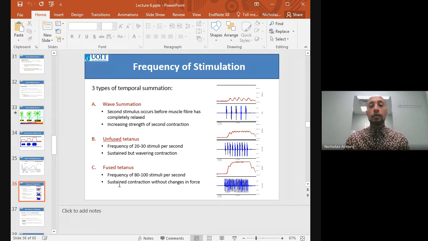And then to get to a point where we have a smooth contraction, or a fused tetanus, or a stable contraction of the muscle, we need to fire our motor units at a frequency of about 80 to 100 hertz. So don't worry too much about the numbers. I just wanted to put this slide in to show you that it happens so quickly. Like the refractory period, the same motor unit is firing at a frequency of 80 to 100 times per second. The whole thing happens so quickly.